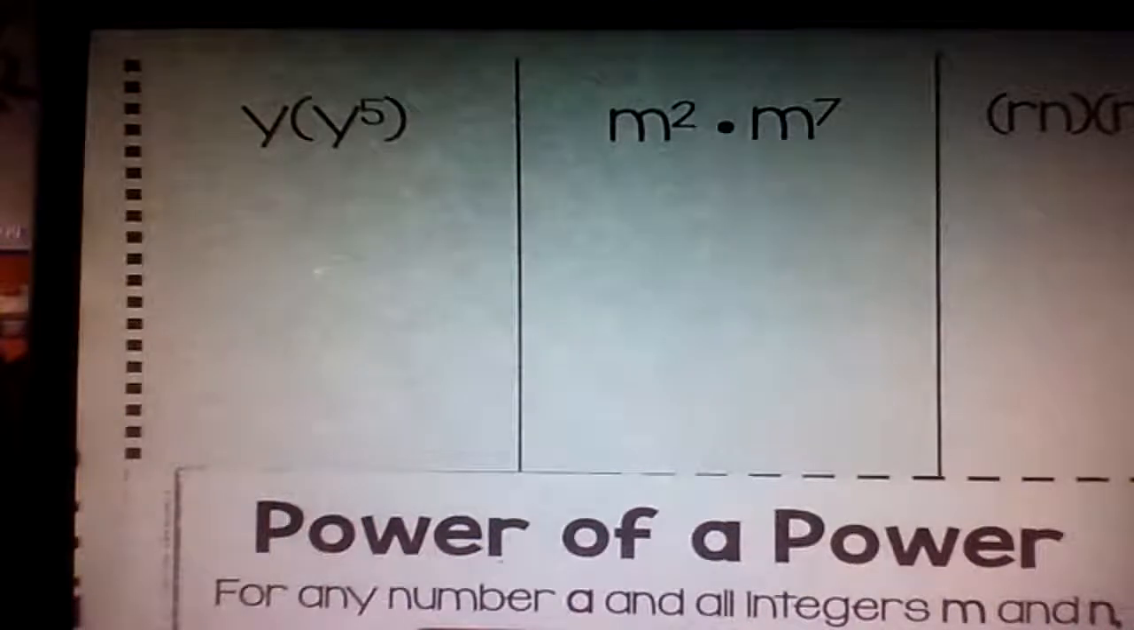Okay, what do I get when I have y times y to the 5th power? Y to the 6th power. Would it be y to the 10th? Y times 5? Stop it. It stays the same? No.